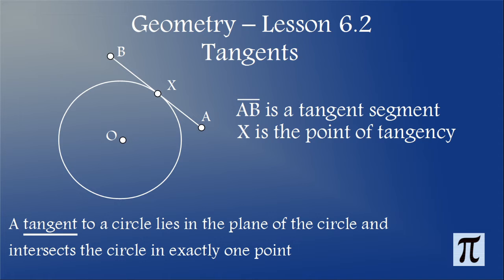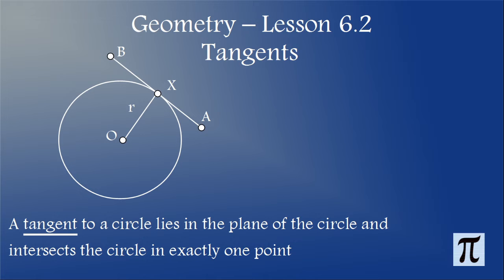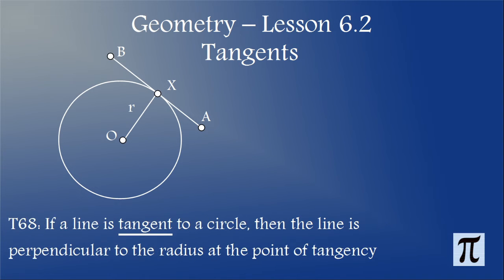So here we are back with circle O and segment AB being a tangent segment. Let's add a radius of length r. And that leads to theorem 68. If a line is tangent to a circle, then the line is perpendicular to the radius at the point of tangency. So OX is perpendicular to AB. Any line that is tangent to a circle will be perpendicular to the radius at the point of tangency.